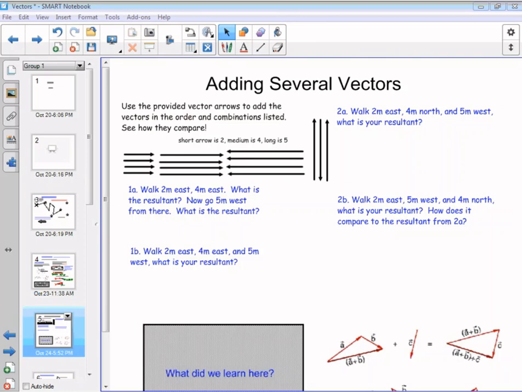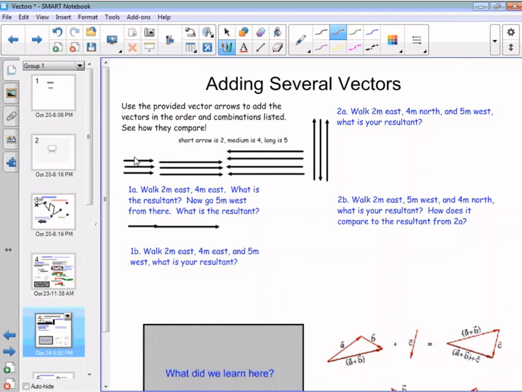Okay, so 1A. It doesn't matter which way, but we usually say to the right. There we are. 2 meters east and then 4 meters east. Okay, so drawing the resultant. Go ahead and use red for the resultant. Let's go from the tail of the first to the tip of the last. What is that resultant going to be, by the way? 6 meters east, right.